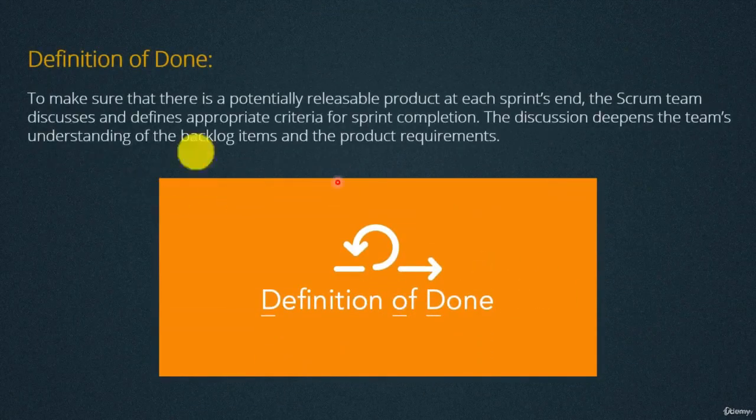Then we have definition of done. So like we saw earlier in the user story, we have a definition of done of the user story. Those are the tasks that when they are implemented, we can say that this user story is ready for deployment. The same with the sprint. For each sprint, we should have a definition of done. What are the tasks that must be finished in order for this sprint to reach its goal?